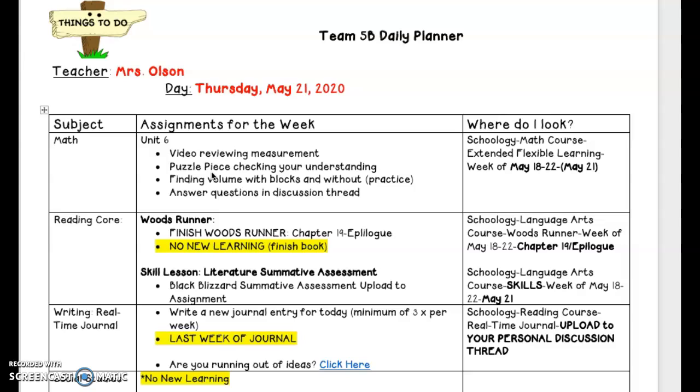And then you're going to answer the questions that are in the discussion thread. These correlate with the 2 PDFs or assignments that are attached to the directions in that folder of May 21st. Directions are very clear in there, so make sure you go and read those directions first.